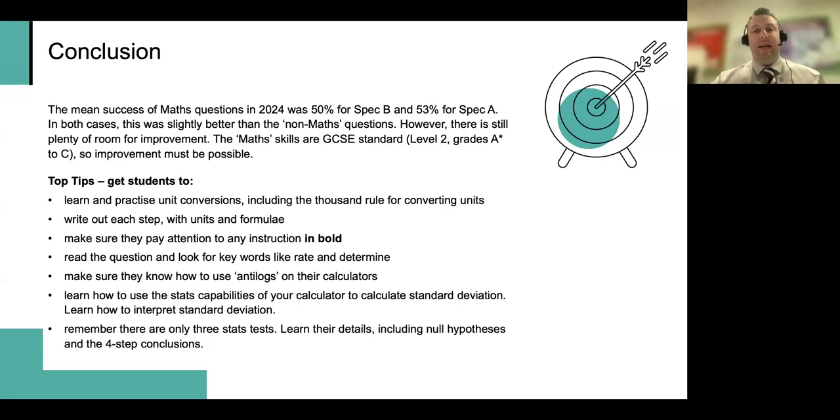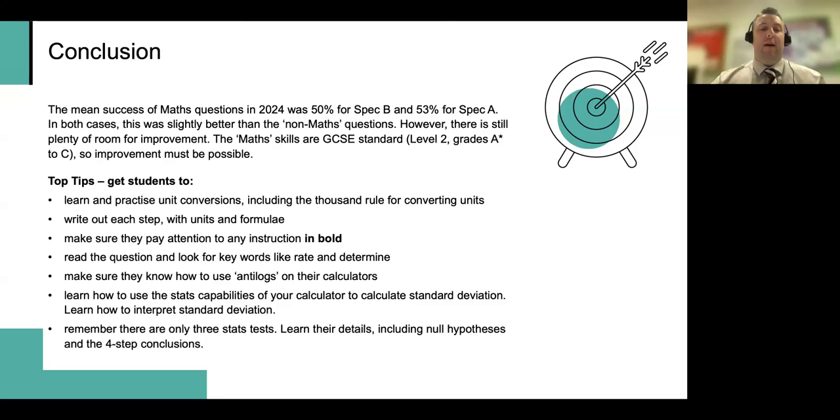So remember, there are only 3 stat tests. Learn their details, including the null hypothesis. So we're talking about chi-squared, the t-test, and the correlation coefficient, or the Spearman correlation, sorry, as well. So 3 stat tests that are mentioned in the specification, including the null hypothesis and the 4-step conclusions.